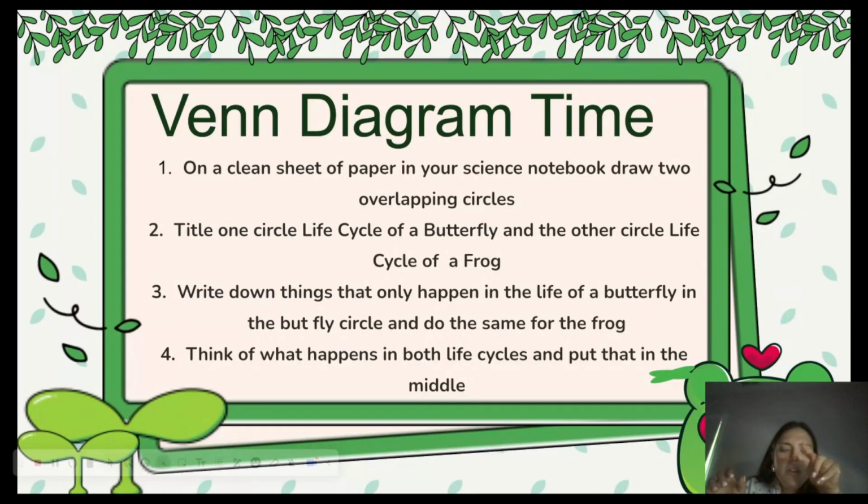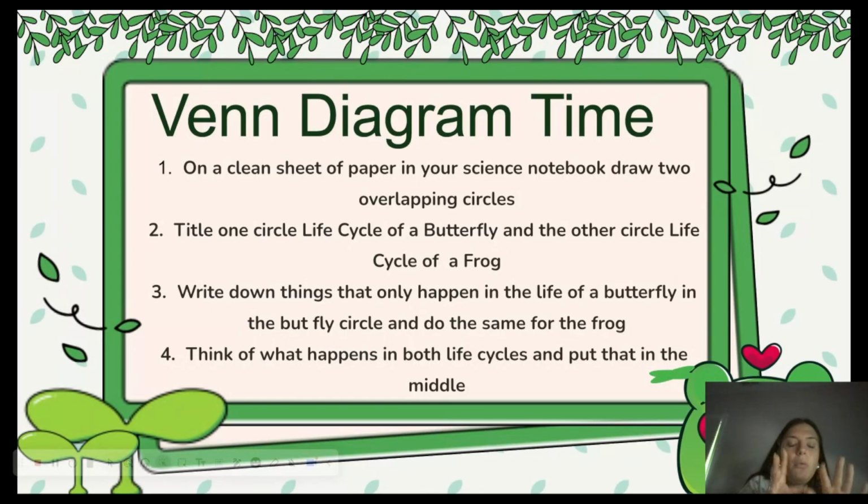And in the middle, it's going to be same. You can just write same, you don't have to title it. Your choice. On the side that's the life cycle of the butterfly, I want you to write down things that only happen in the life cycle of a butterfly. And on the right, you're going to write down things that only happen in the life cycle of a frog. I have an example for you on the next slide if this isn't really making sense, so I can help you out. But I want you guys to try it on your own first.